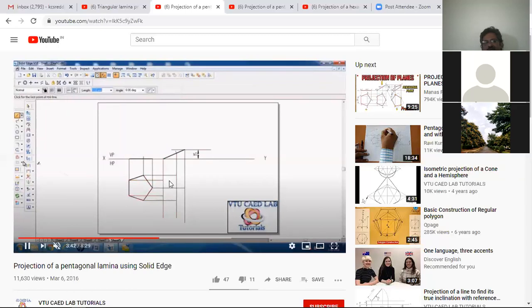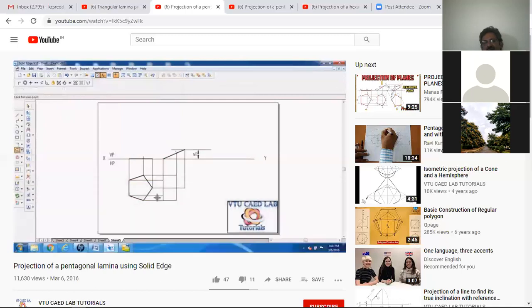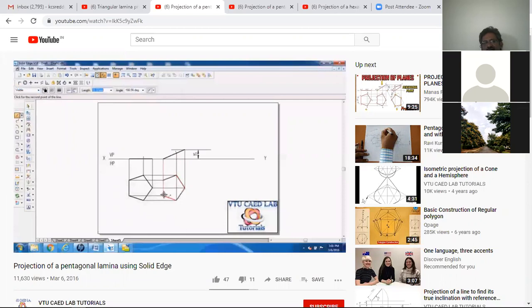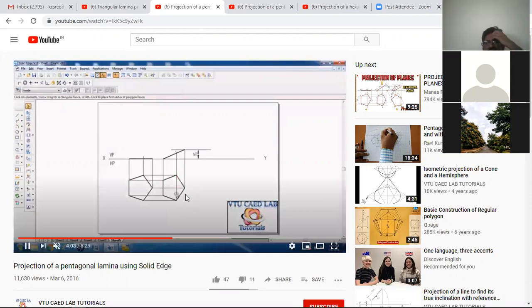So join all these points by using the line command. Trim all the extra lines. I have trimmed and then I got only the intersection points. Now we use the line command and join each one, which is of 0.5 mm thickness. Now I got the pentagonal lamina.